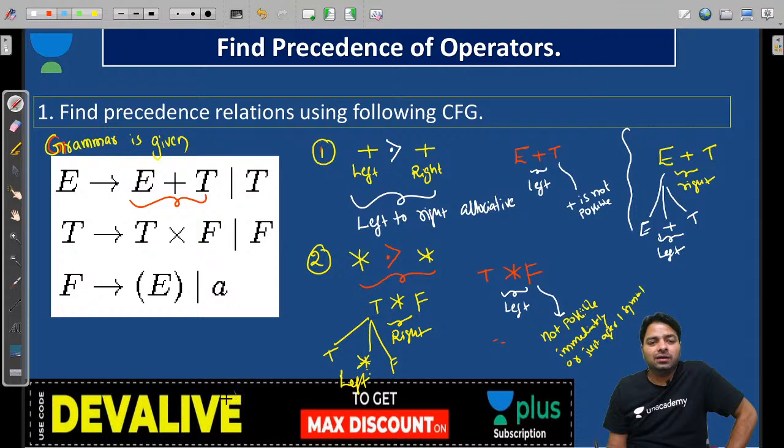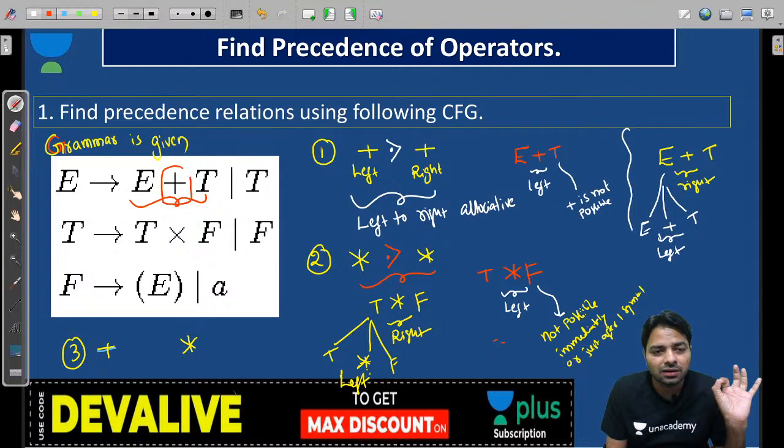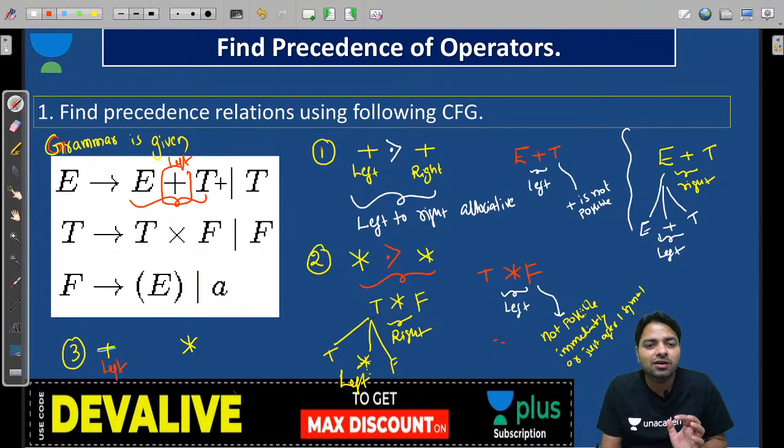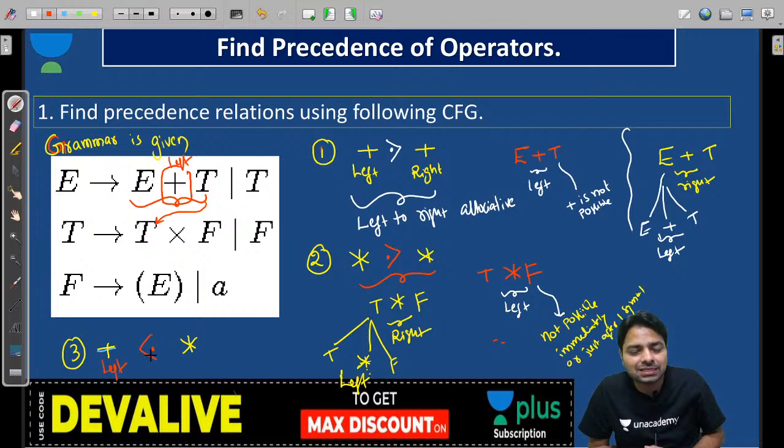That is plus and star. Plus, the third one. Plus and star. Guess now. Go directly to the grammar. Plus is here, and this is the left operator, right? Now look for the right, it must be from the right side. From T, can you get T star F? Yes. So plus is less than star.